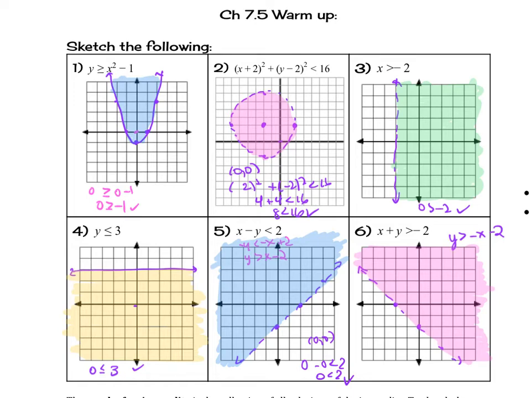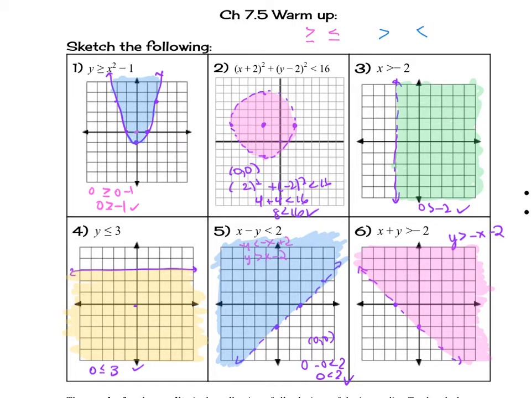Chapter 7.5, we're looking at systems of inequalities. So here's some review on graphing inequalities. Number one, when you have a solid line, like a greater than or equal to or less than or equal to, meaning you can include that line, that would make the system true. And if you have just a greater than or less than, then you would have the dashed lines.